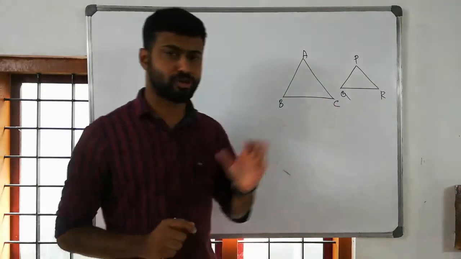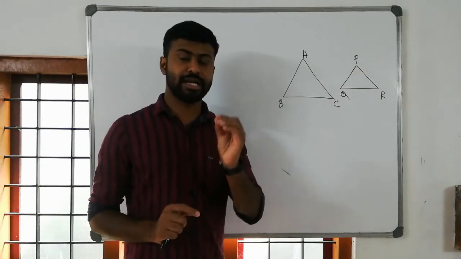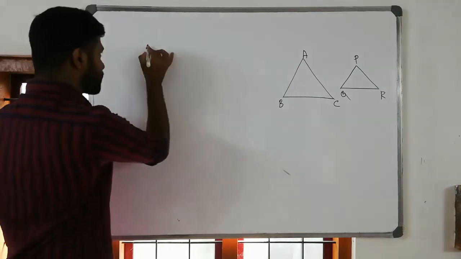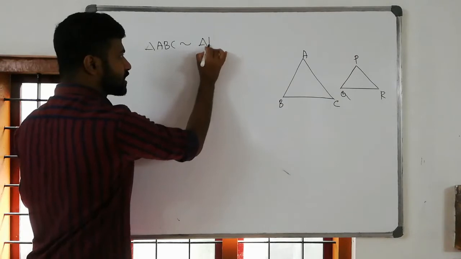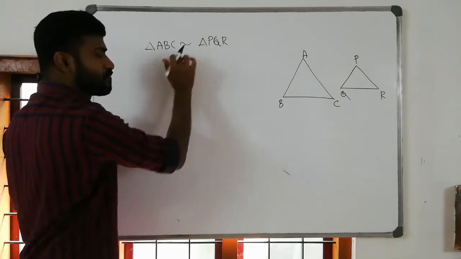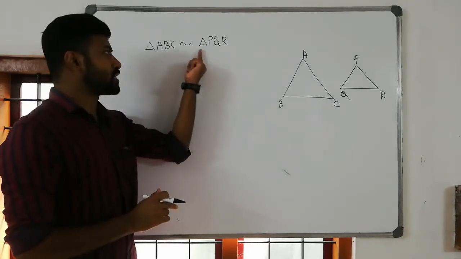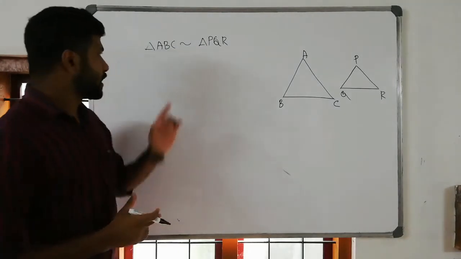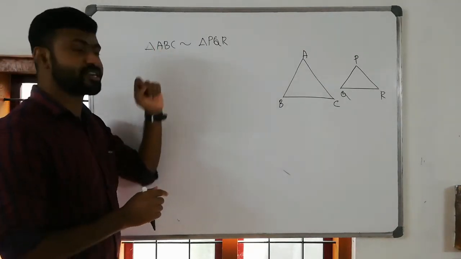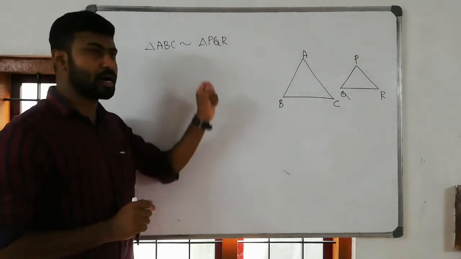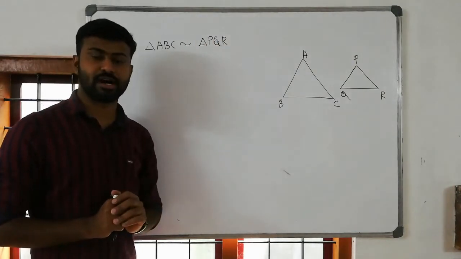On the board you can see two triangles, triangle ABC and triangle PQR. If triangle ABC is similar to triangle PQR, we can write it with this symbol for similarity. This is read as triangle ABC is similar to triangle PQR. In triangle ABC, the first vertex is A, second vertex is B, third vertex is C. In triangle PQR, the first vertex is P, second vertex is Q, and the third vertex is R.